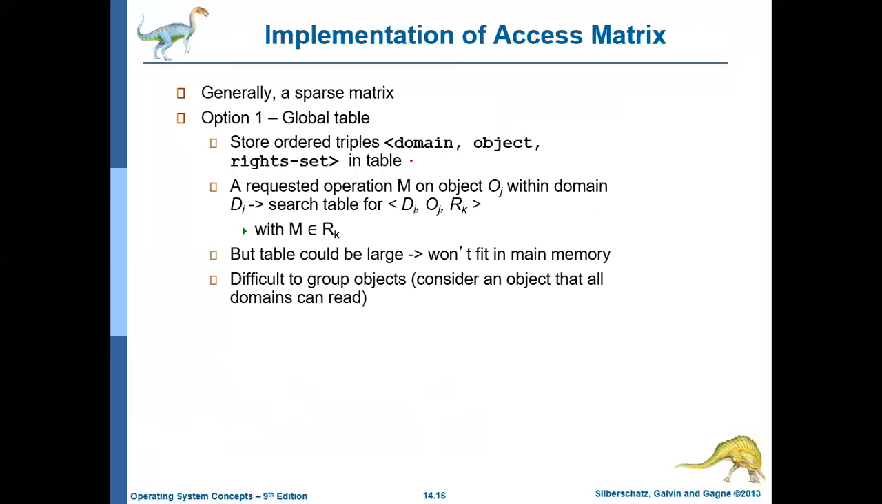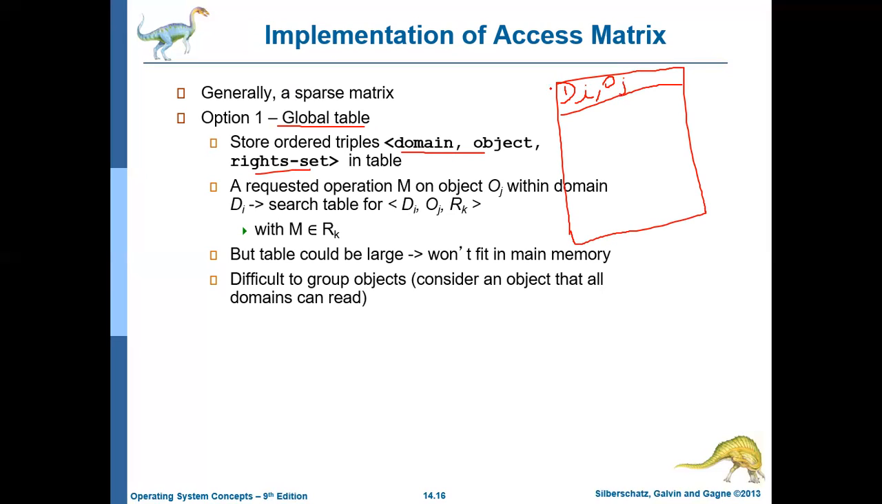Then let us see how the access matrix can be implemented. There are basically two ways to implement the access matrix. The first method is to use a global table. You will maintain a global table across the system, and in each row you will have a domain, which is Di, an object, which is Oj, and then access rights.